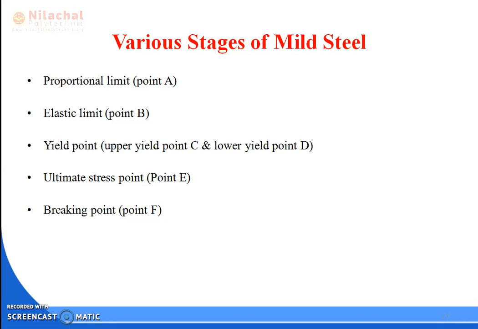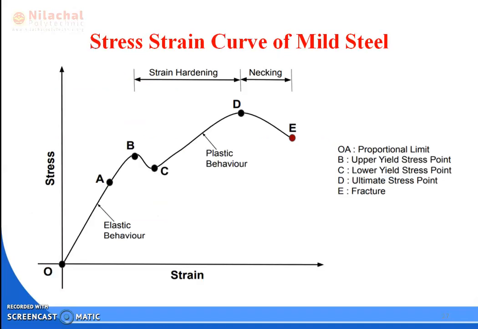So the first stage is your proportional limit, which is denoted as point A, then the elastic limit, which is denoted as point B, and third is your yield point, and the yield point is divided into two types. One is your upper yield point, which is denoted as C, and the second one is your lower yield point, which is denoted as capital D. Then the next stage is your ultimate stress point, which is denoted as capital E. Then last is your breaking point, also known as the necking point or failure point, which is denoted as F. So here is your stress strain curve of the mild steel.